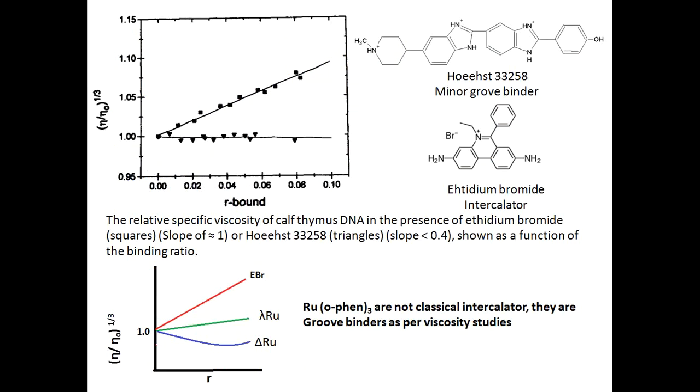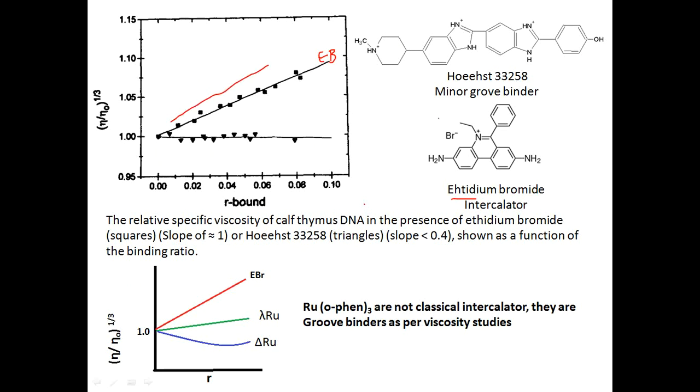So normally an intercalator like ethidium bromide, which is a known intercalator, shows a slope. So this is for ethidium bromide, it shows a slope of near to 1, and the viscosity increases linearly as the binding ratio also increases.